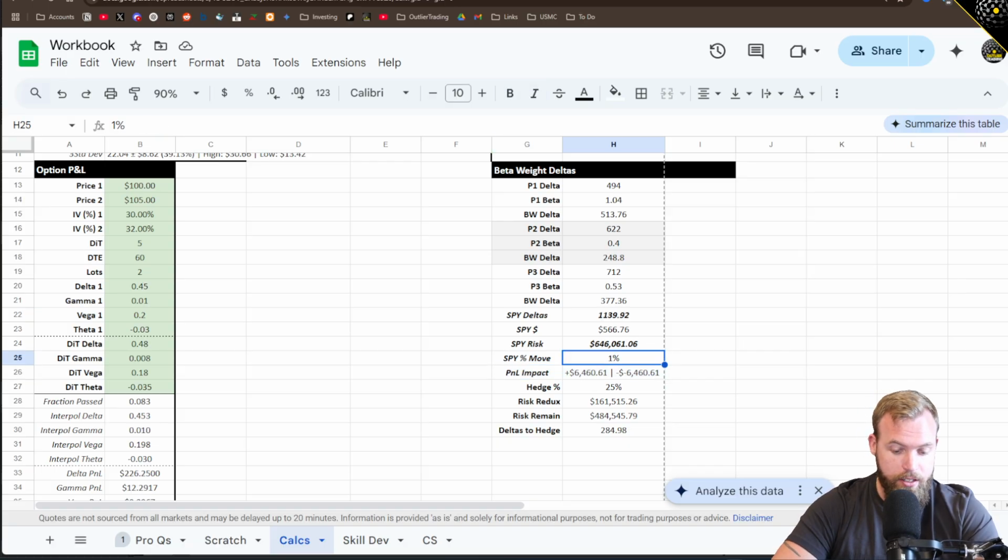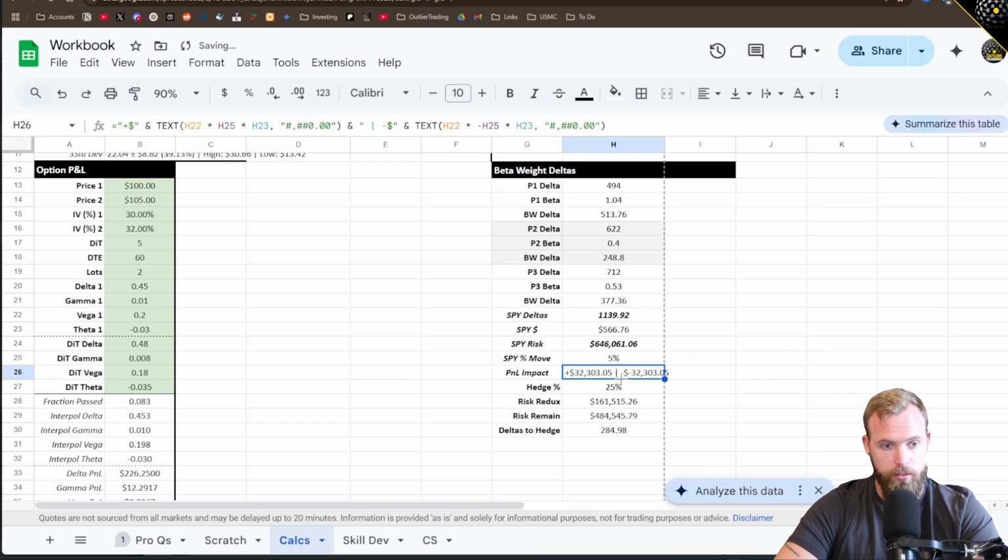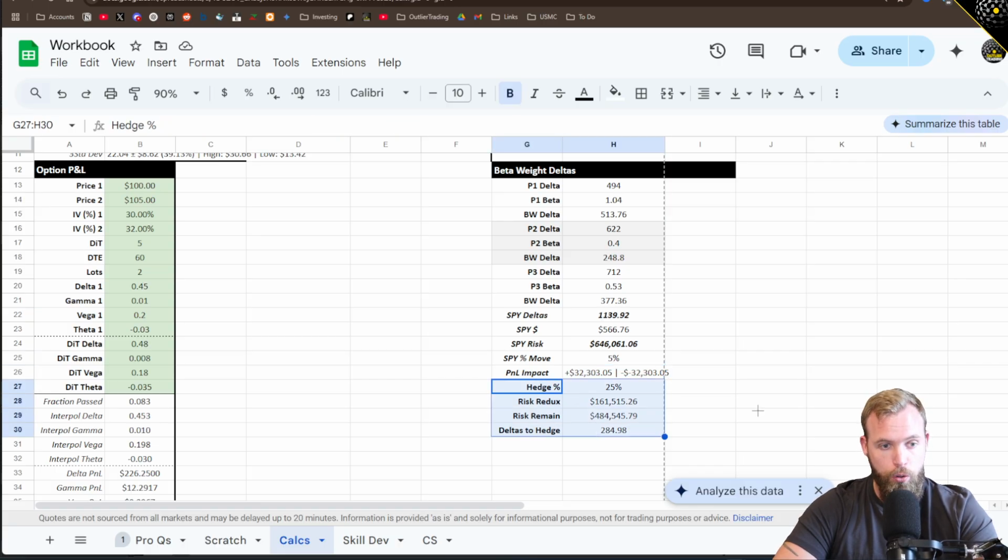Then let's say SPY moves by 5%. Well, now you're plus or minus 32K. Is that a lot? Is that not a lot? Again, it depends on what risk you want to have on. But if you look at this and say, whoa, that's way too much, then you might say, well, I can start closing some of these positions out, or I can pursue a portfolio level hedge. So let's say I want to hedge the portfolio 25%. It's going to take off $161,000 of risk.